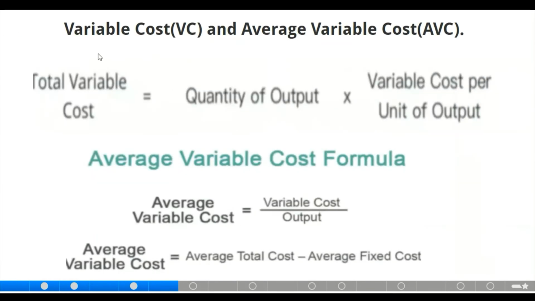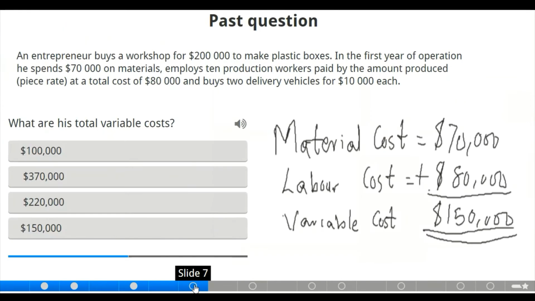Moving to the next slide, we now have the variable cost and average variable cost. Of course, that's our second cost of production. Now to calculate our total variable cost, we have the quantity of output multiplied by the variable cost per unit of output, and we also have the average variable cost formula. The average variable cost is the variable cost divided by the output, or at the same time you can say the average variable cost is the average total cost minus the average fixed cost. Now we move to the next slide.